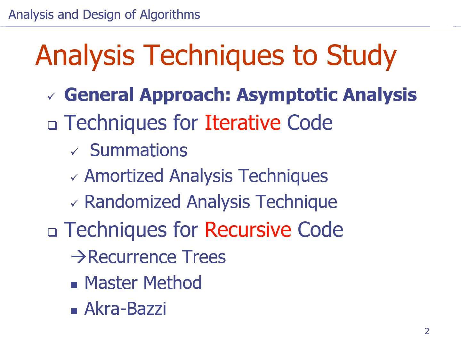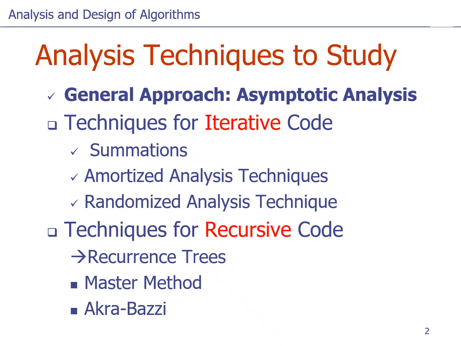What we have been doing in this second half of the course is to study analysis techniques to be able to judge how efficient or inefficient a specific algorithm or a piece of code given to you is. We started by looking at iterative techniques or iterative code and its analysis. We covered three topics: analysis using summations, amortized analysis, which is only applicable on amortized algorithms, and randomized analysis, which is only applicable on algorithms that involve some kind of a random process.